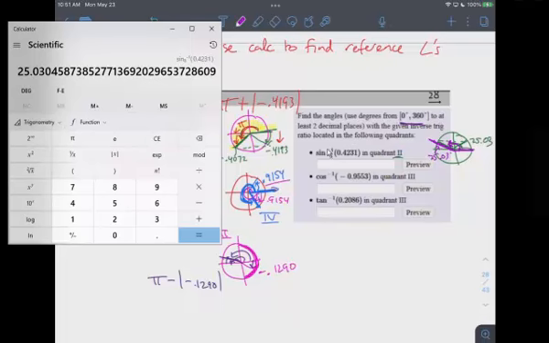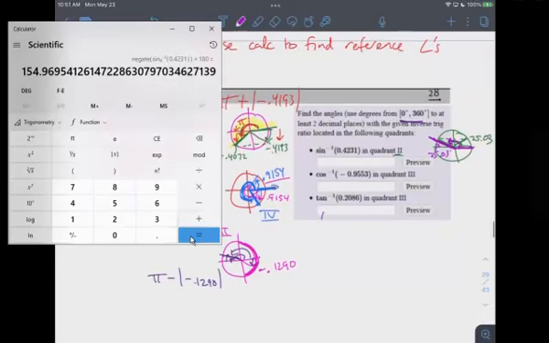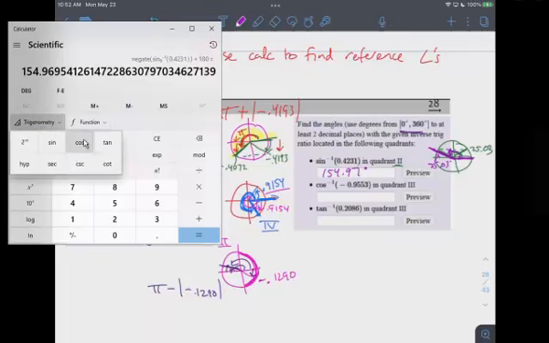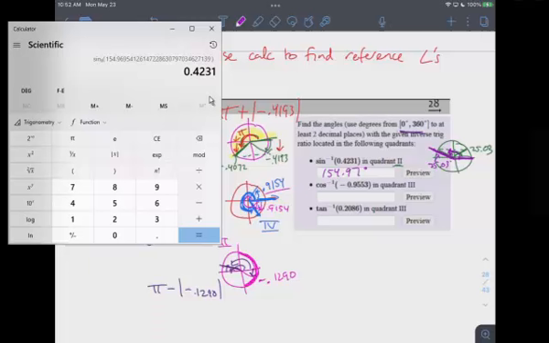So I can find the total angle from here to here by taking 180 and subtracting this 25.03. If I change the sign here and add this to 180, I get my angle measure, approximately 154.97. That is going to be my solution. I can confirm this by taking the sine of this. I expect my sine to be 0.4231. And I do get 0.4231, so it confirms that I have the correct angle measure.